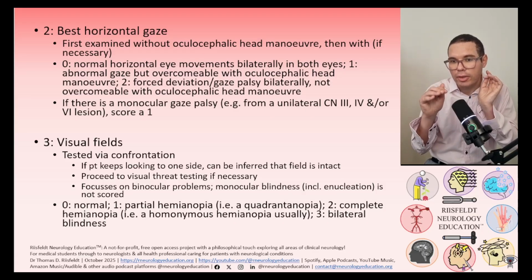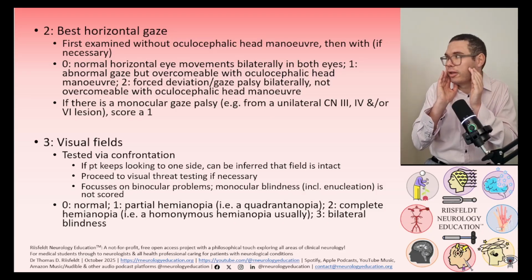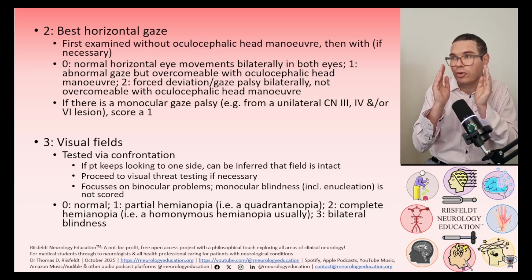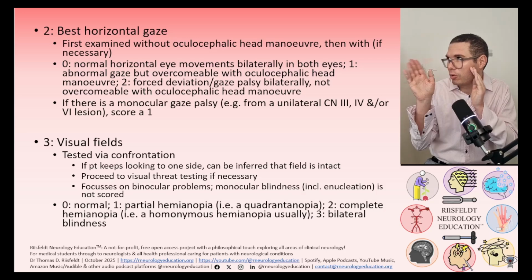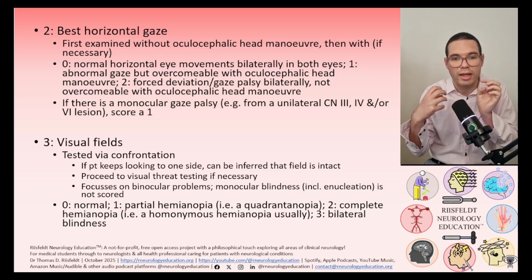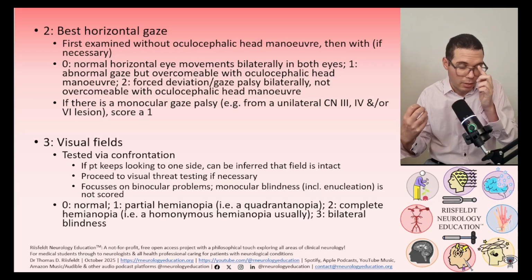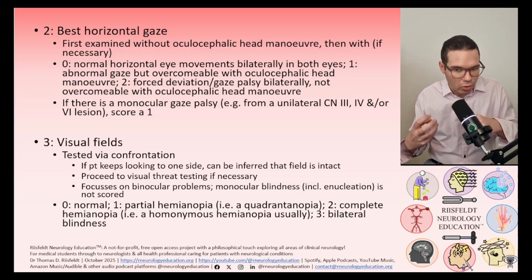Conversely, if you do the head reflex testing and they have a doll's eyes response, so despite your head reflex, the eyes don't stay fixated on your nose, they just move with the head and they just stay looking in the direction that the head is turned into, then they score a 2. So that's a fixed gaze palsy or a forced eye deviation. So hopefully that wasn't too confusing.